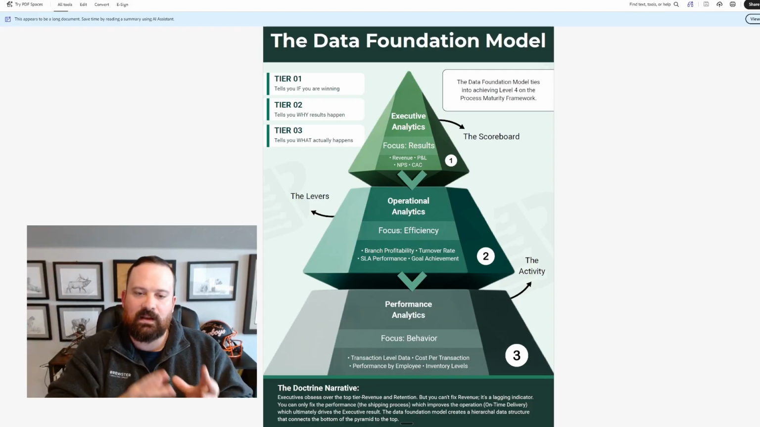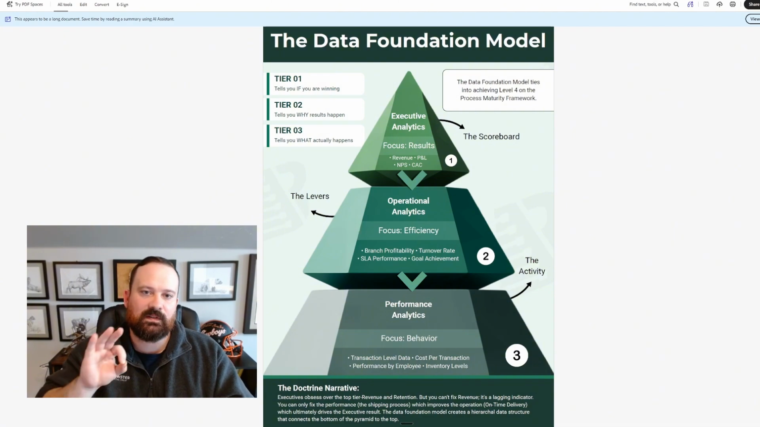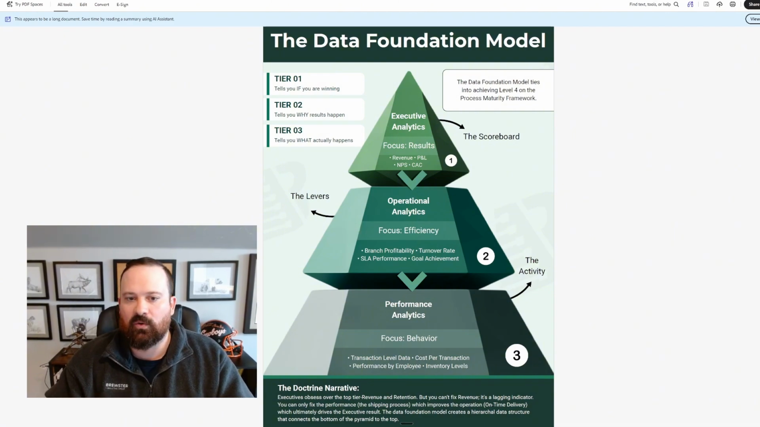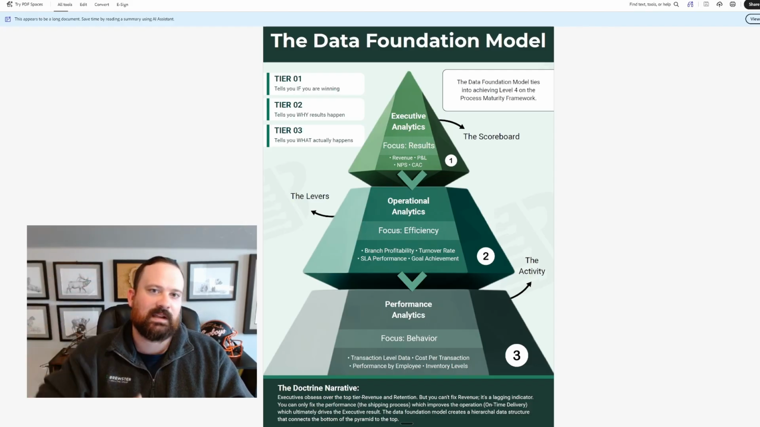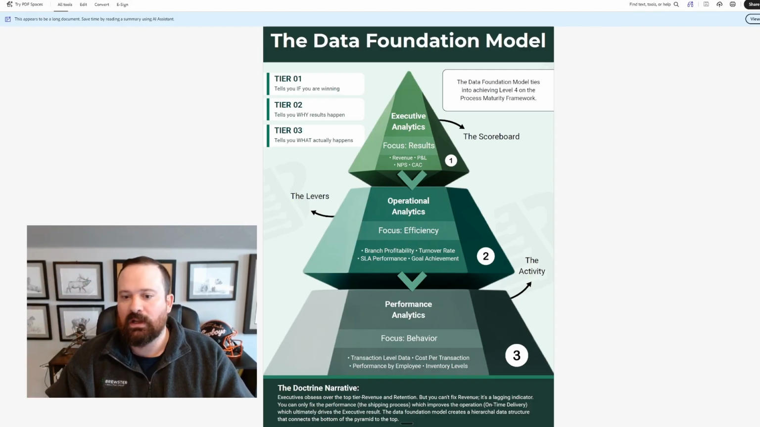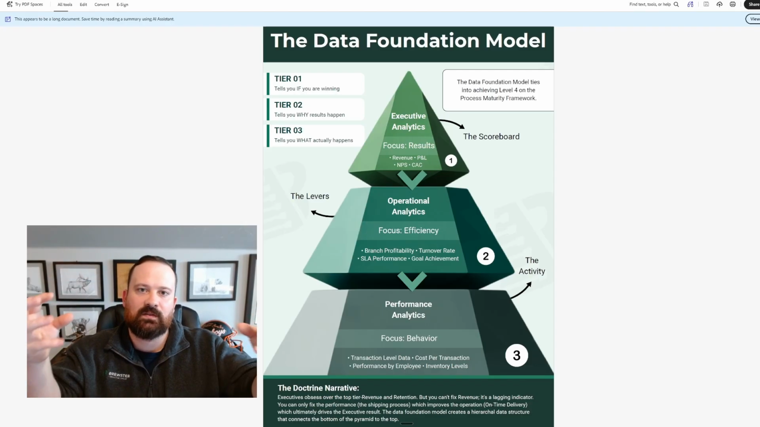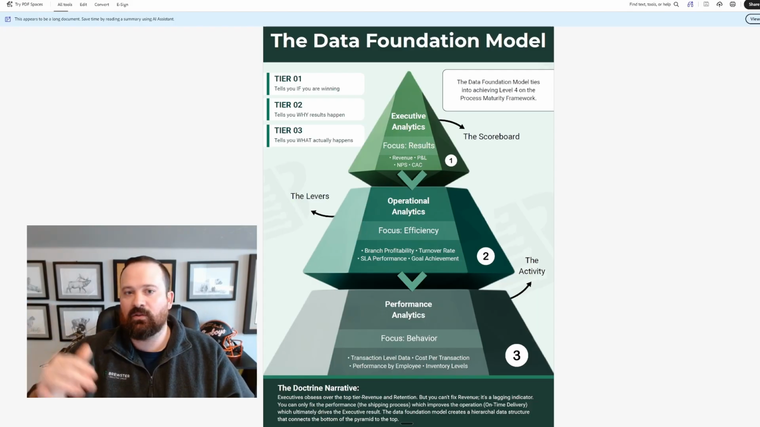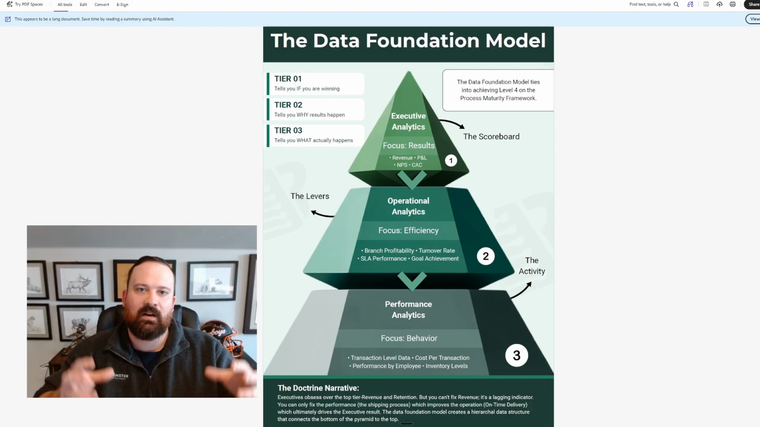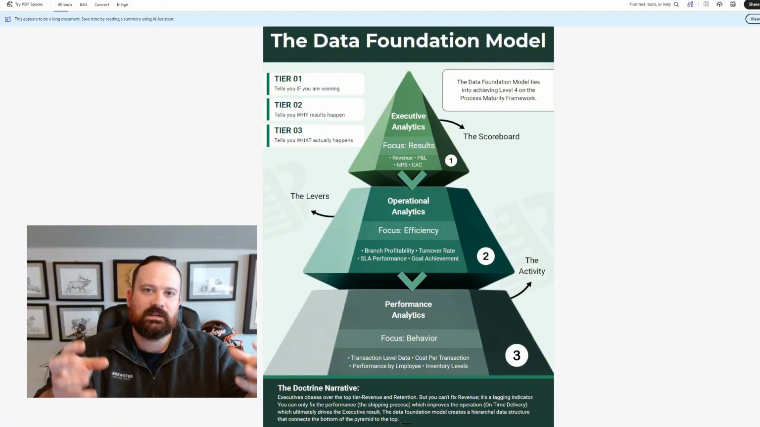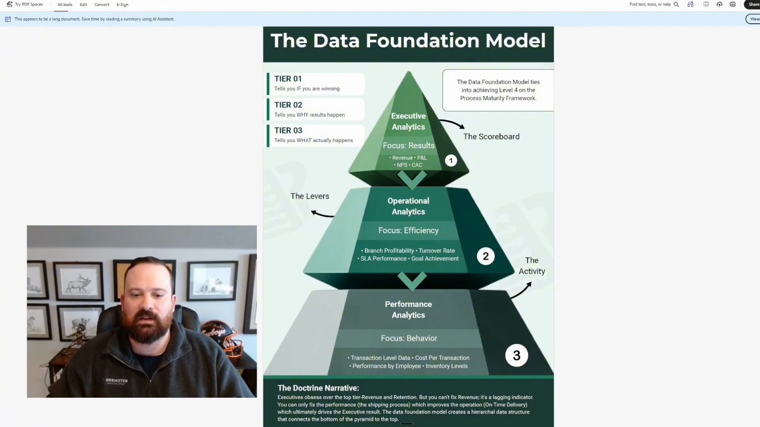And so the data foundation model is about establishing the 3 tiers of analytics inside of an organization. At the top, you have executive analytics. This is the scoreboard. How are we performing as an organization? Then in the middle, you have operational analytics. Operational are management and director level measures about how individual groups, processes, and functions are performing. These are the levers you can pull to improve executive analytics.